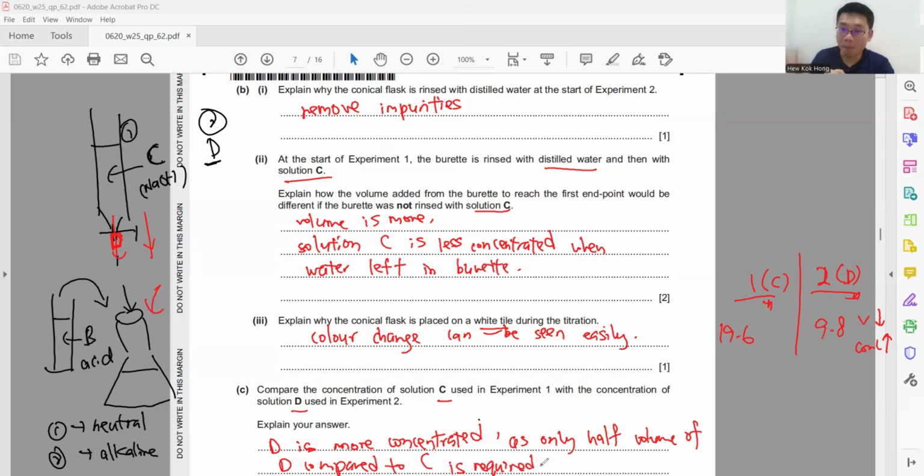Okay, so we just compare. When you say D is more concentrated, 1 mark. Half the relationship between them, 1 mark. And then you compare the volume of D to C, 1 more mark.